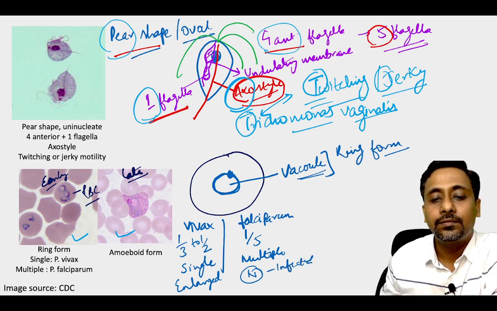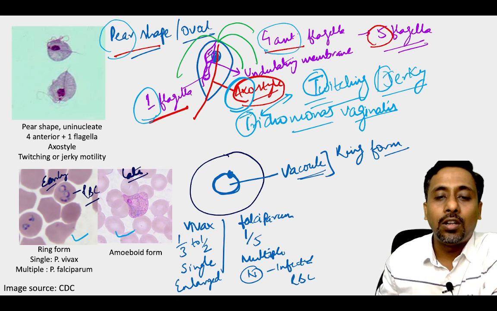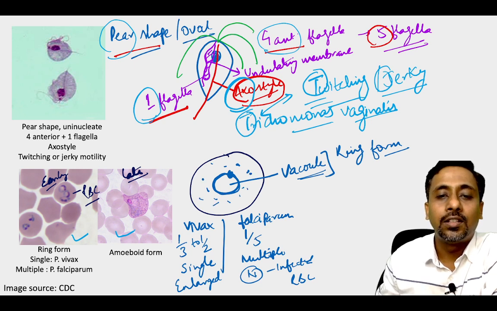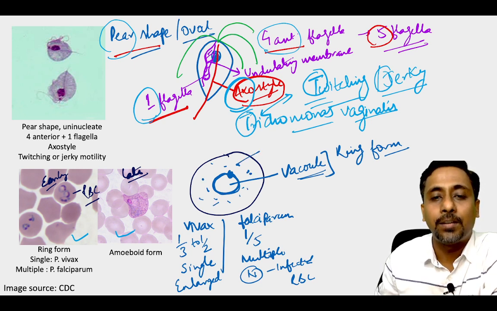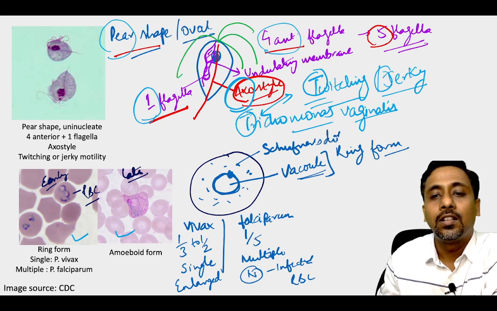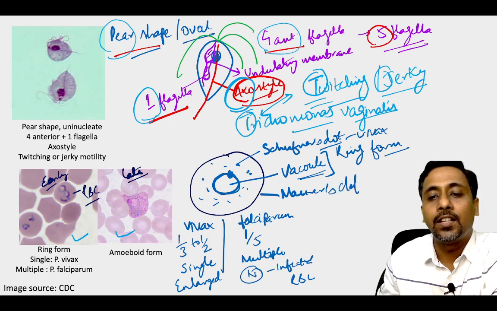Okay. And also we can see in the RBC of Vivax dot structures, which, because of alteration of the RBC, are called Schüffner's dots in case of Vivax, and Maurer's clefts in case of Falciparum.